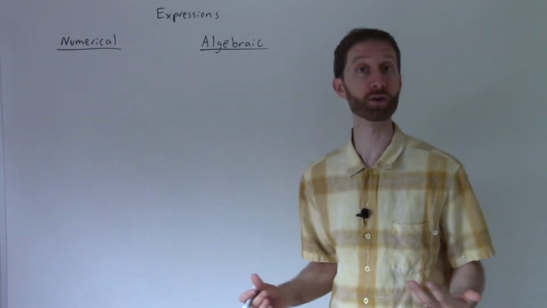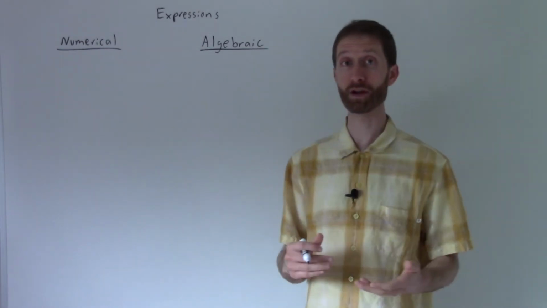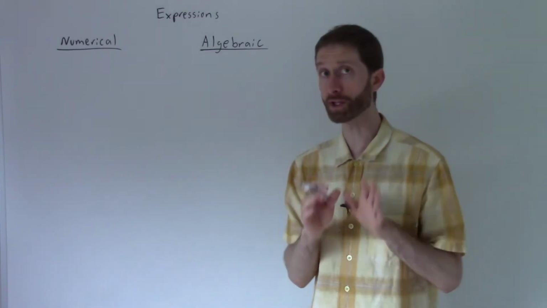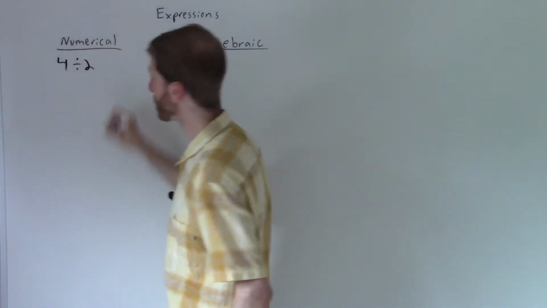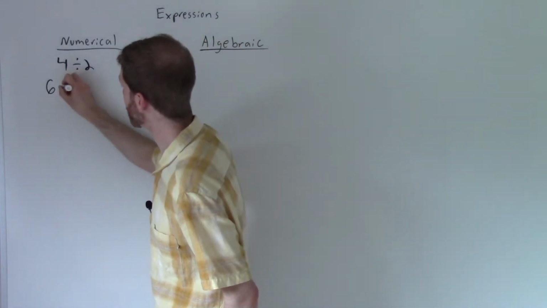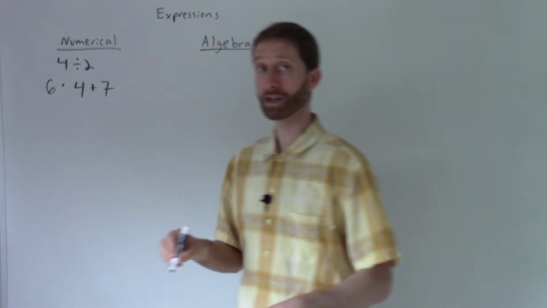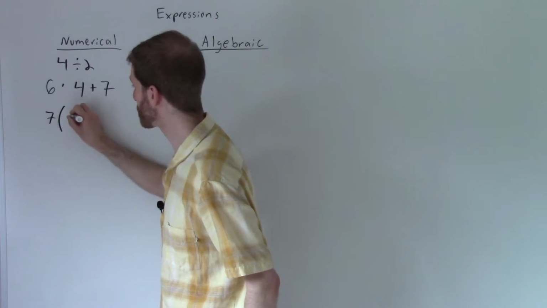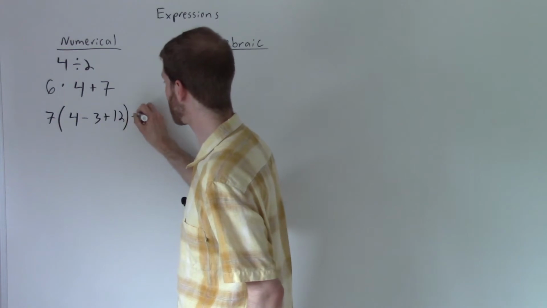What is a numerical expression? A numerical expression is a math phrase that involves any of the main number operations and only numbers. So it could be something like 4 divided by 2. That would be a numerical expression. You could get a little bit more advanced than that. You could do 6 times 4 plus 7. Heck, you could do something even bigger than that. You could do 7 times, and then all in parentheses, 4 minus 3 plus 12 divided by 6.